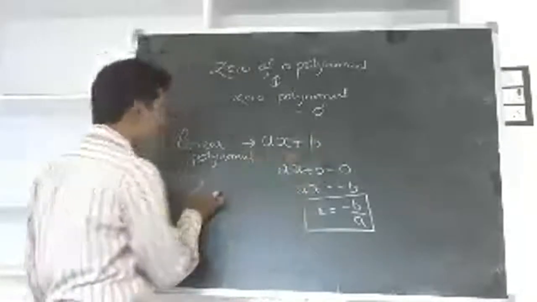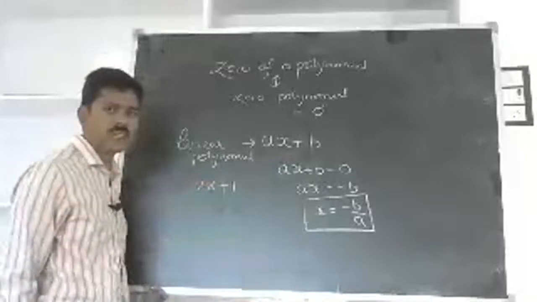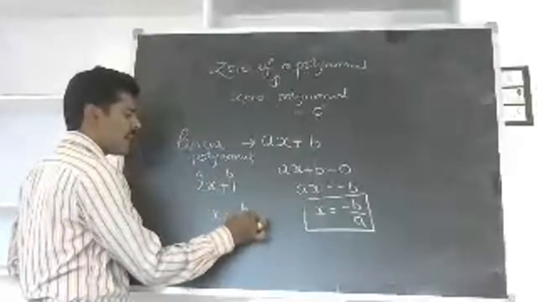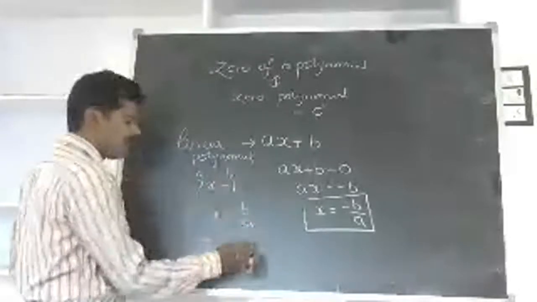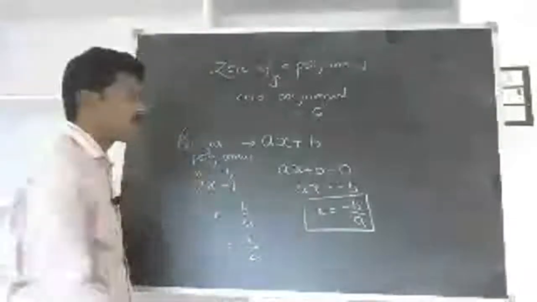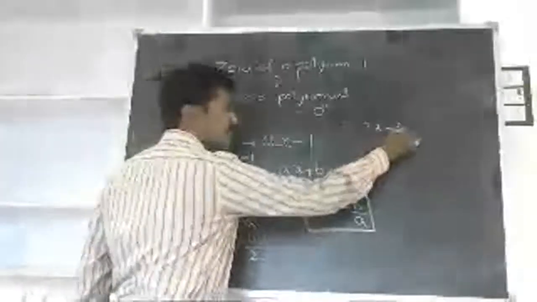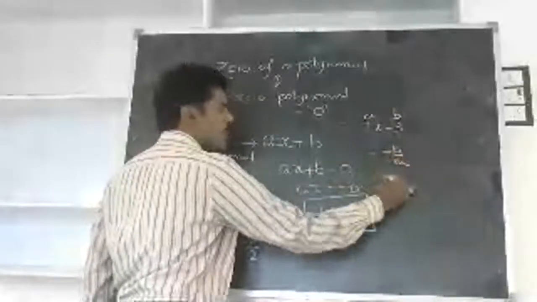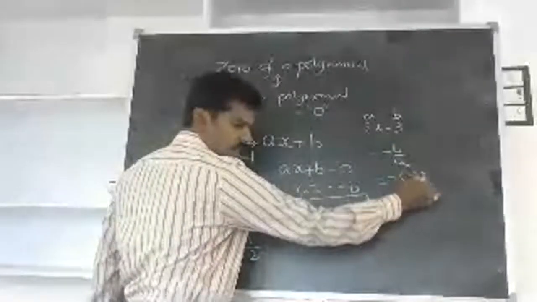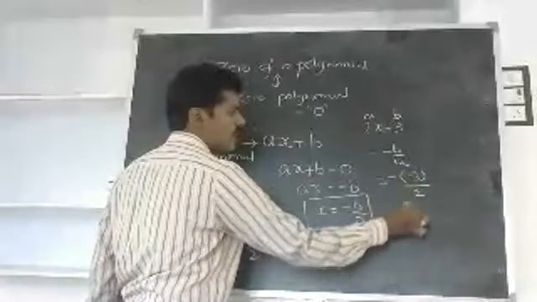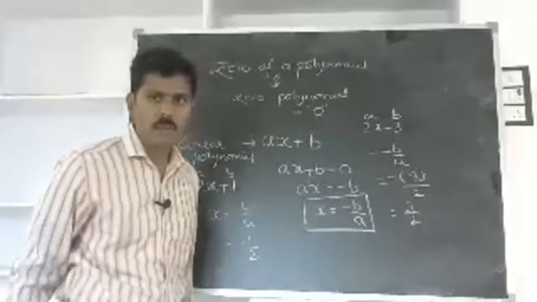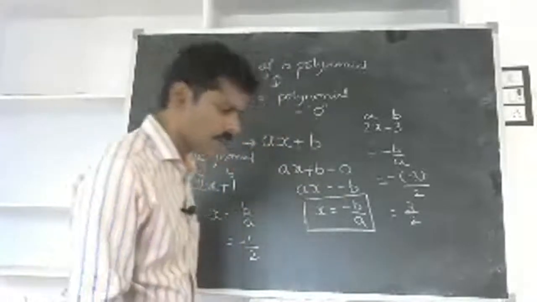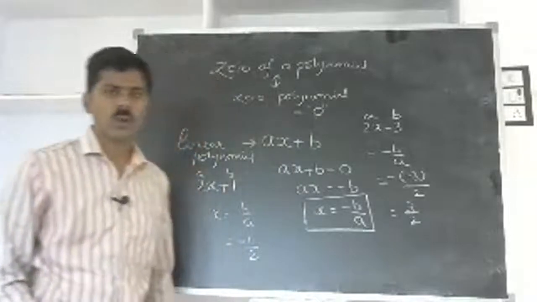That means how I can apply: if I take 2x plus 1, the 0 of the polynomial, this is a and this is b. Therefore, x is equal to minus b by a. What is b? 1. And what is a? 2. Similarly, if I go with 2x minus 3, this is a and this is b. The 0 of the polynomial is minus b by a. So minus, what is b? Minus 3. And what is a? 2. So I'll get minus of minus 3, that is plus 3 by 2, will be the 0 of the polynomial.